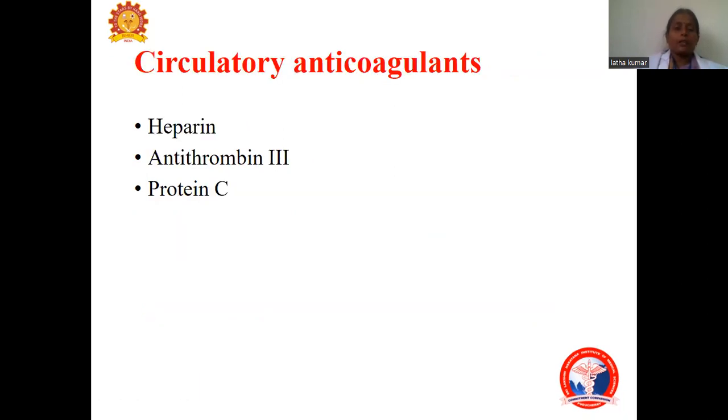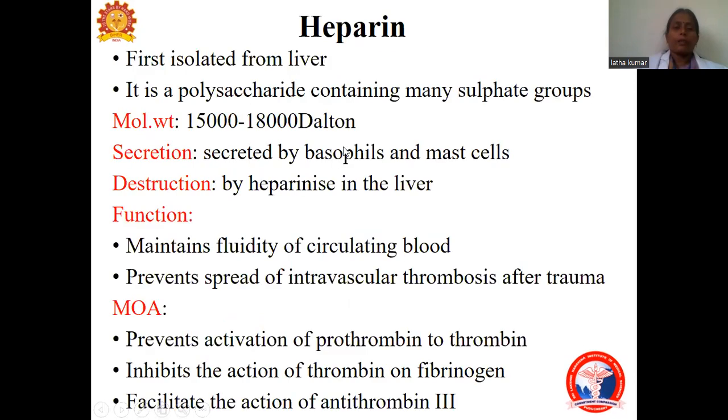Circulatory anticoagulants: heparin, antithrombin 3, and protein C. So heparin was first isolated from the liver. That's why it is called heparin. It is a polysaccharide containing many sulfate groups. The molecular weight of heparin is 15,000 to 18,000 Dalton. Heparin is secreted by the basophils and mast cells, and it is destroyed by the enzyme heparinase present in the liver.